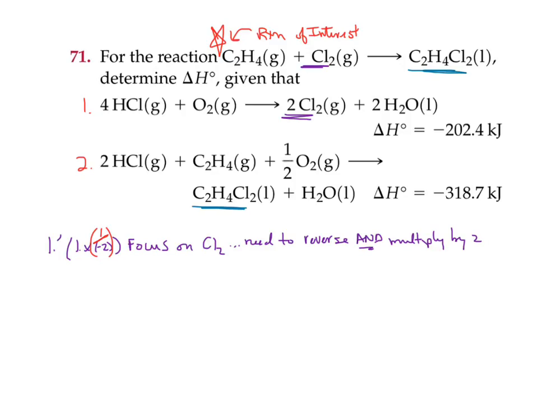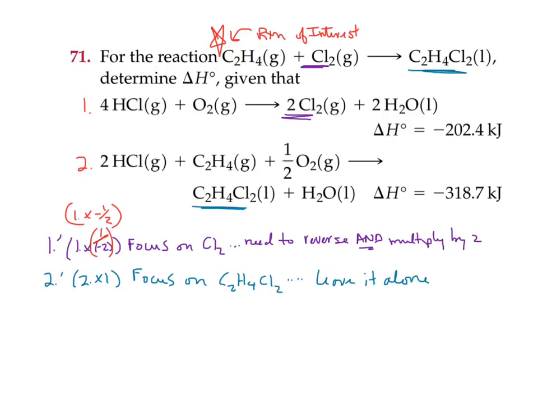Sorry. Can you read that okay? 1 times -1/2. Okay. Now, let's see what other hint I said. Oh, maybe I didn't. We don't have to worry about the water. Things kind of fall in place. So Cl2 is unique to 1, and the reactant C2H4Cl2 is unique to the second one.